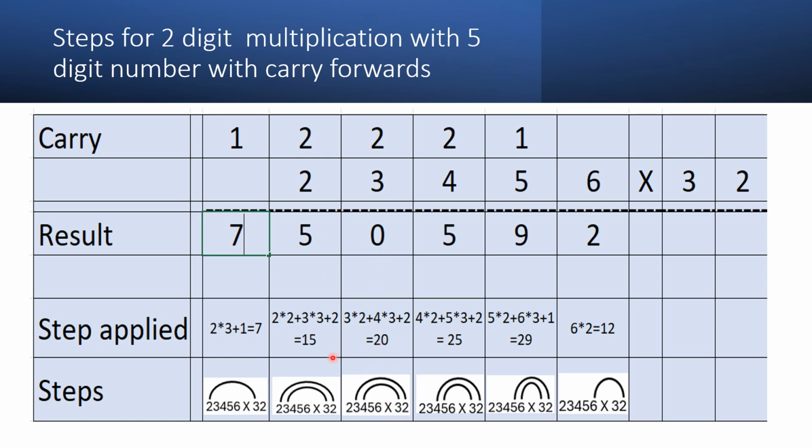And in the fifth step you will have the pairing of 2 3 into 3 2, which, including the carry forward, is 15. You will keep the result 5 here, and carry forward the 1 to the next digit. And in the last step we'll have a pairing of 2 into 3, that is 6, plus 1 equal to 7. So the answer is 750592.